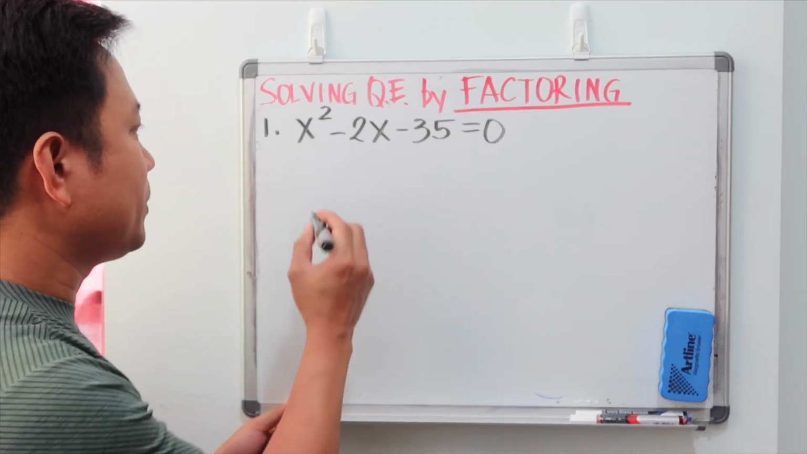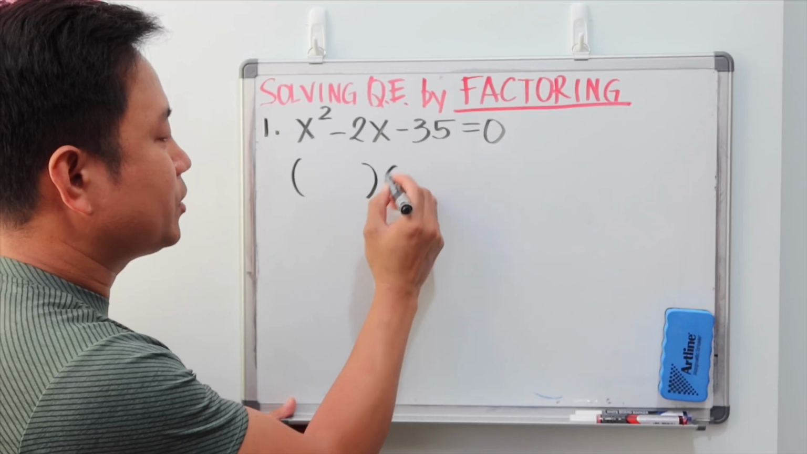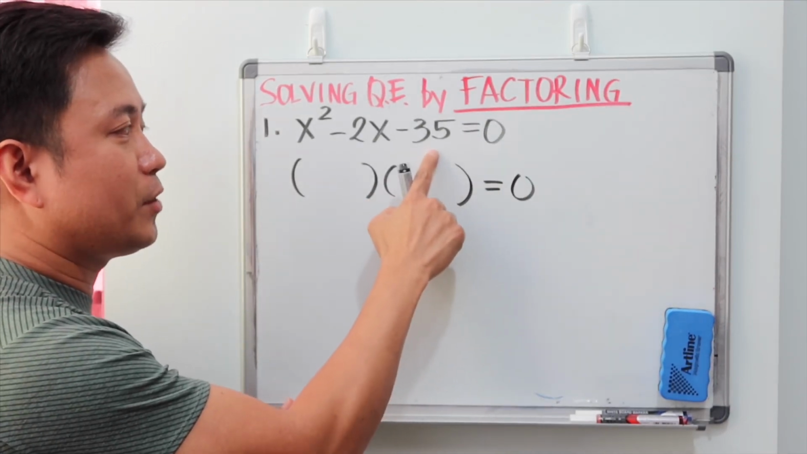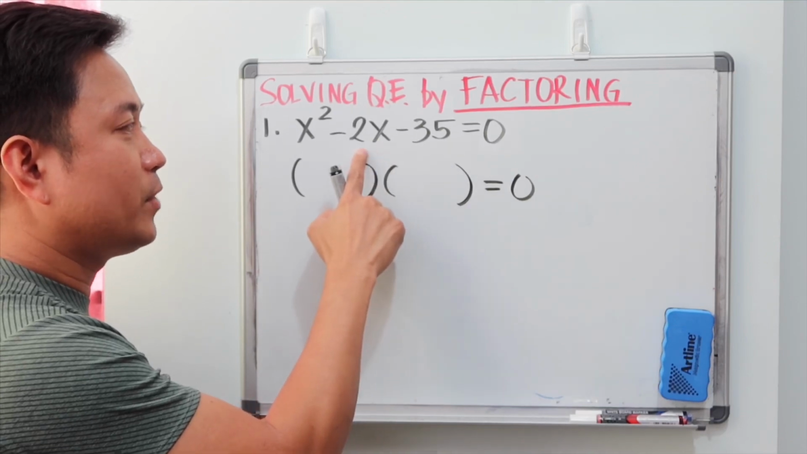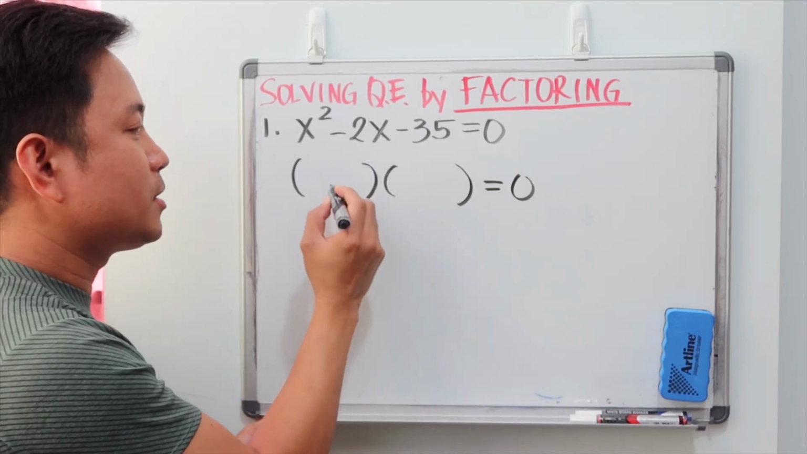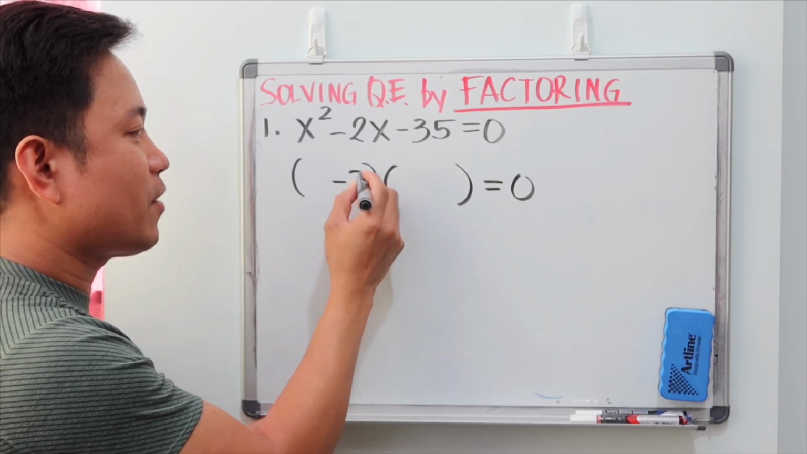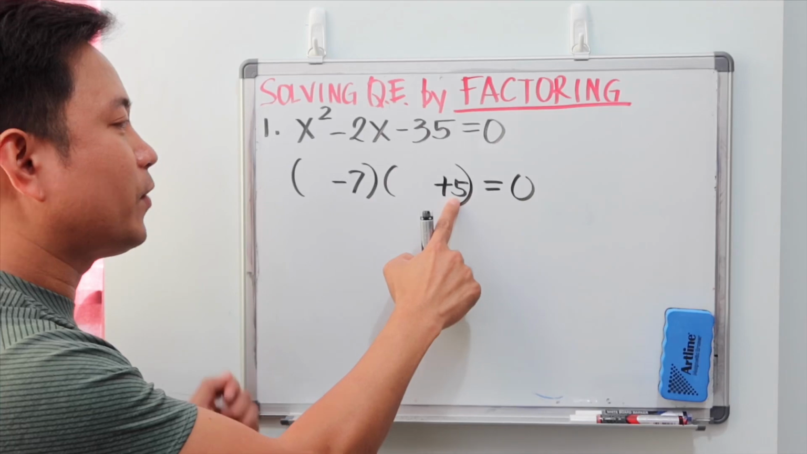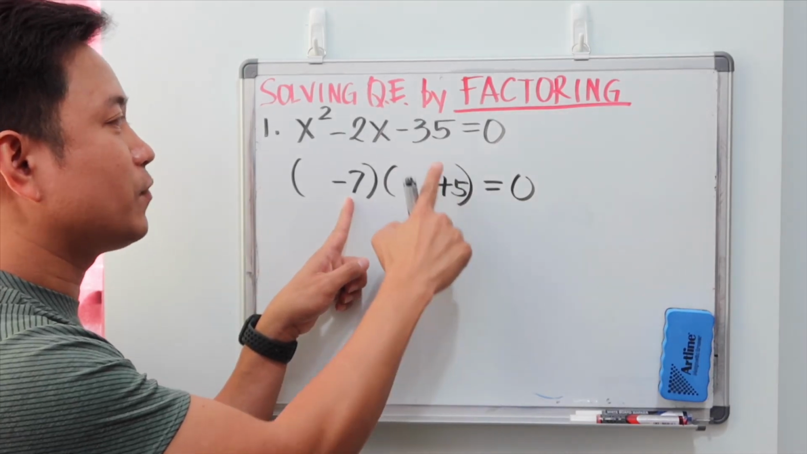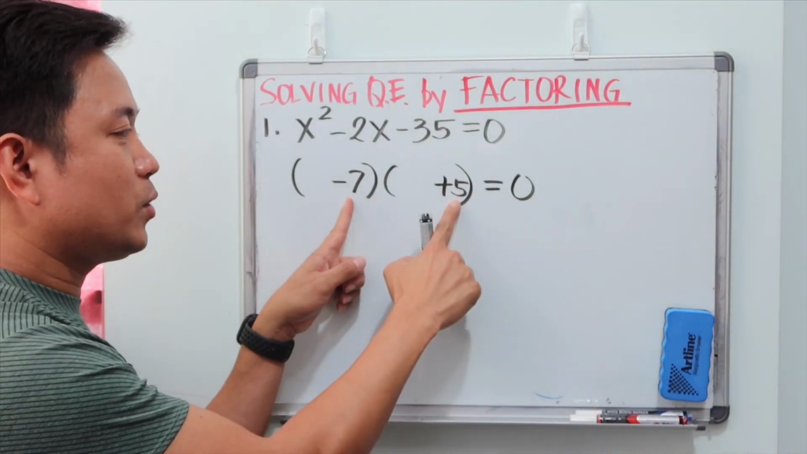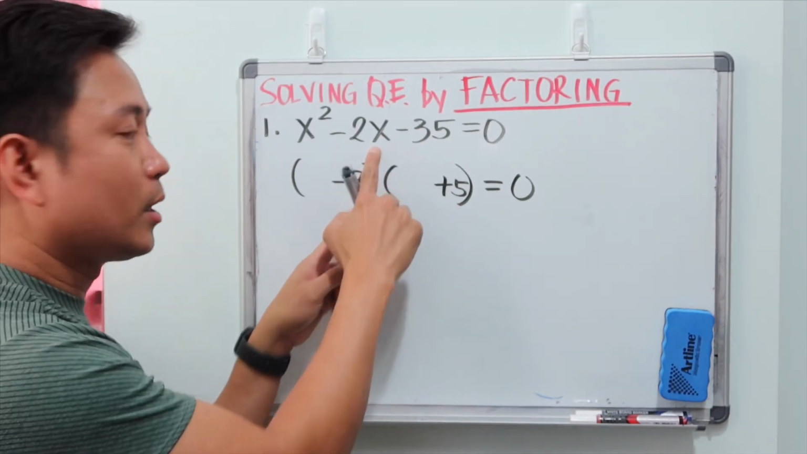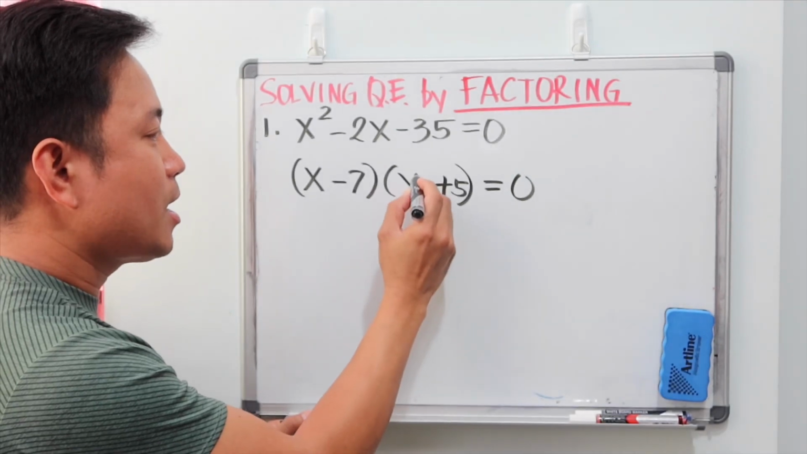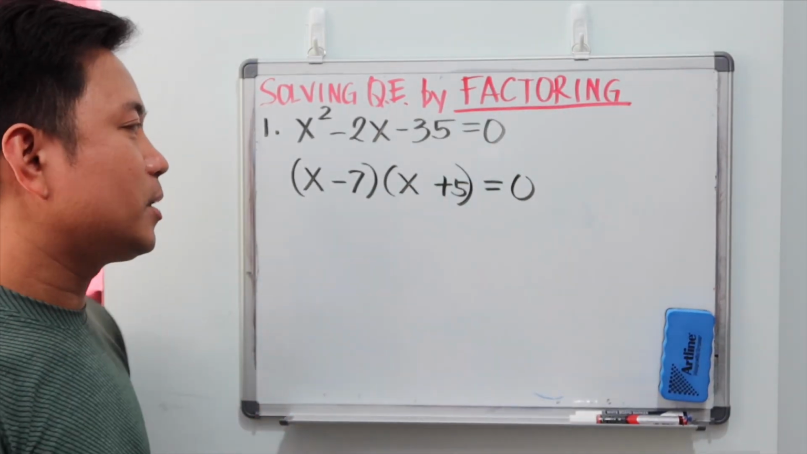So this trinomial can be factored using a product of negative 35 and a sum of negative 2. That gives us the numbers negative 7 and positive 5, because negative 7 and positive 5 will give you a product of negative 35, and when you add them, it's negative 2. So the complete factors of that quadratic equation is x minus 7 times x plus 5 is equal to 0.